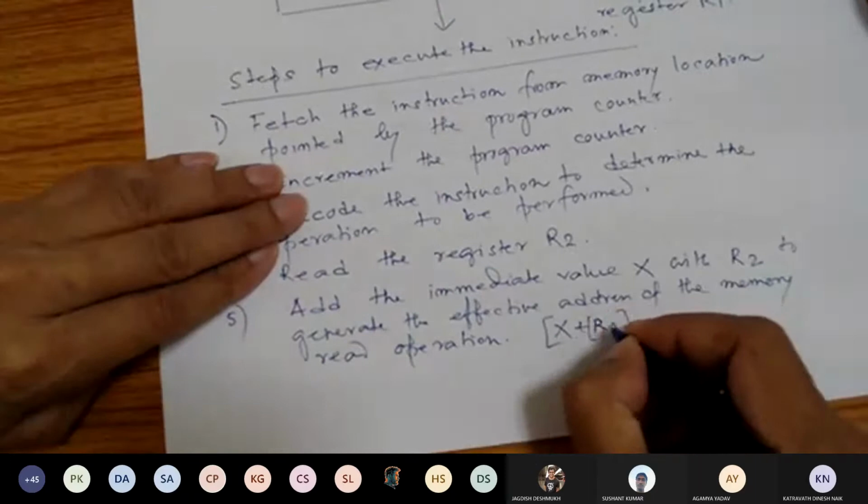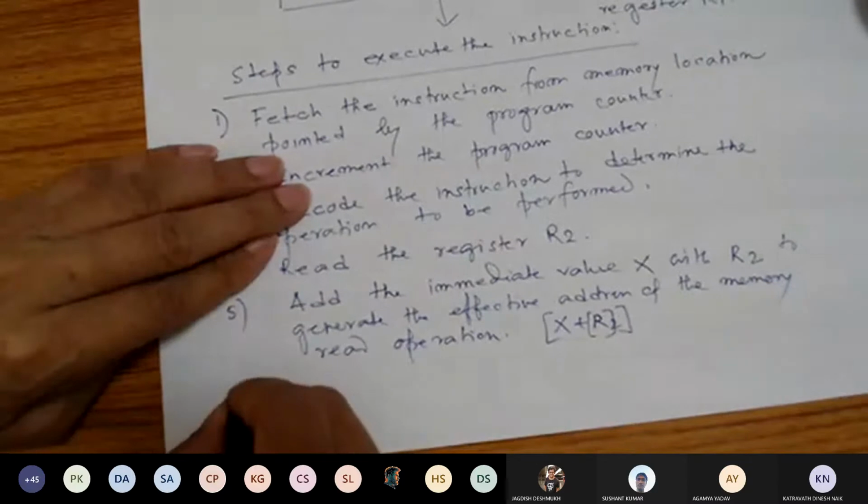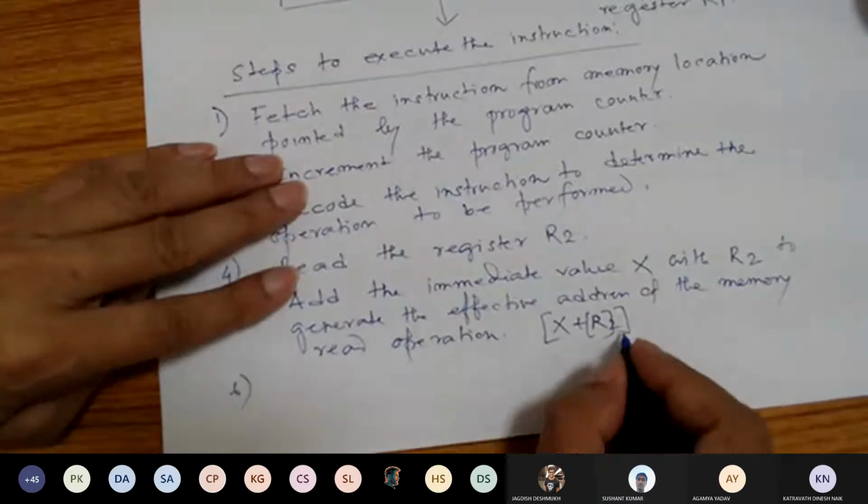So, yeah. Now, next stage. What is the next stage? Read X plus R2. Yes. So read the content of the memory location pointed by X plus R2.